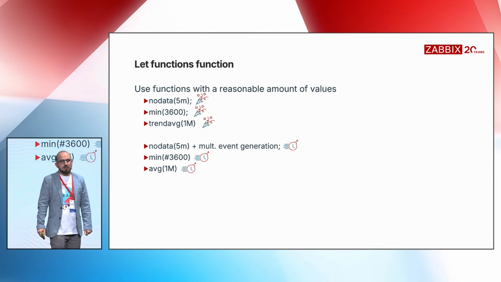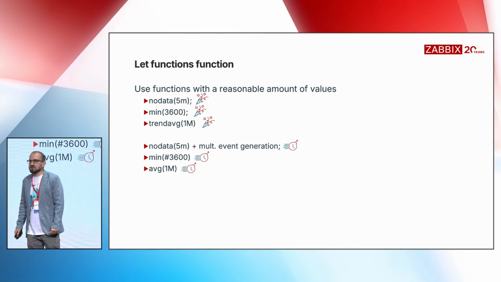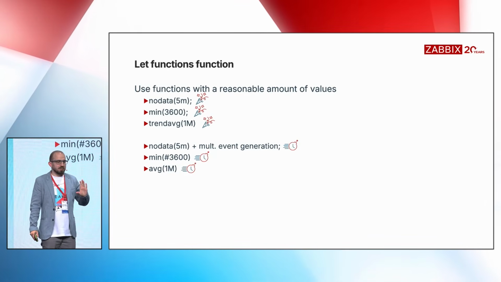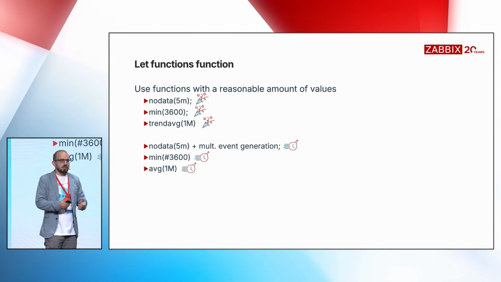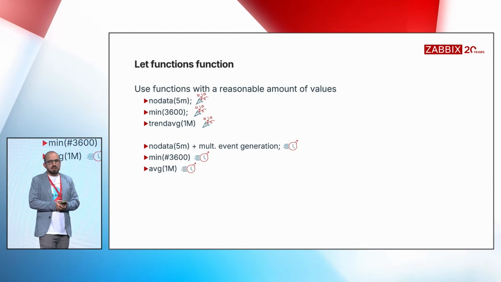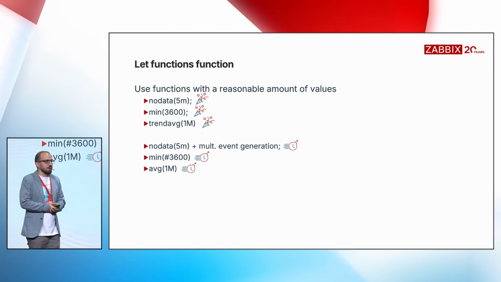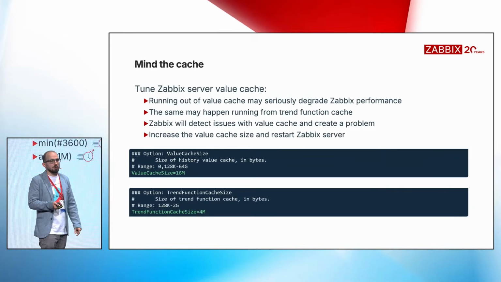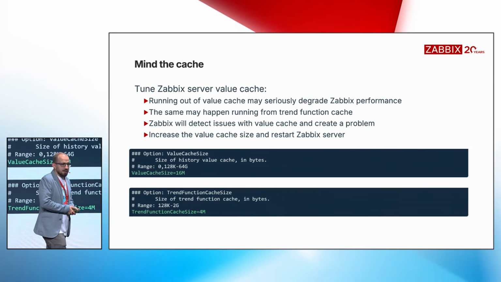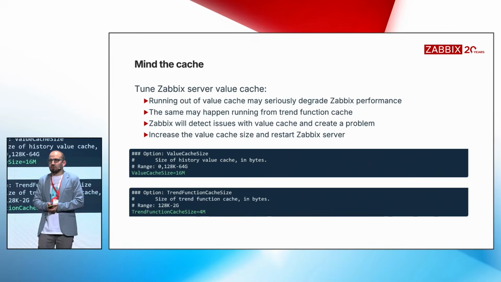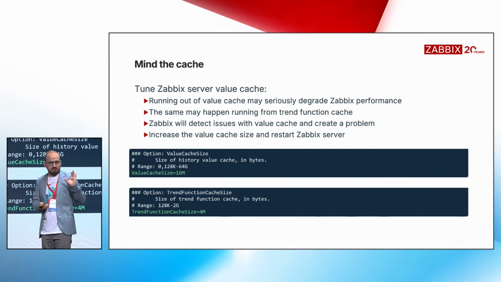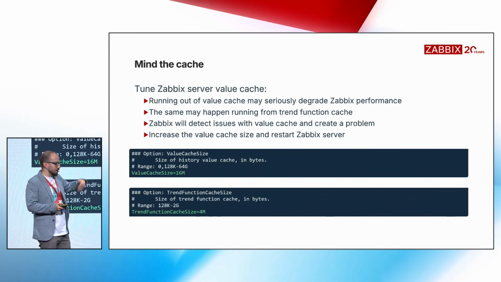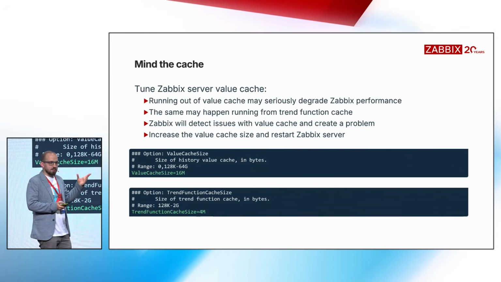Right, and of course, make sure to use functions with a reasonable amount of values. Don't try to make Zabbix analyze years of data based on history, right? Use the trend functions, we mentioned them just a moment ago, because otherwise Zabbix will use more resources. Zabbix will use more CPU, maybe more memory, maybe both, depending on what and how you evaluate. And if Zabbix uses too much memory and you configured not enough value cache, well, your Zabbix may just spiral downwards from that. It will use all the memory you allowed it to use.